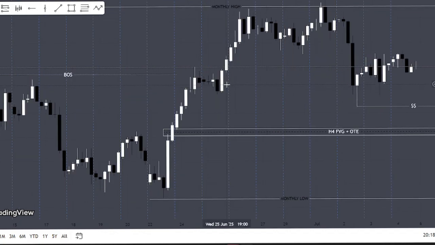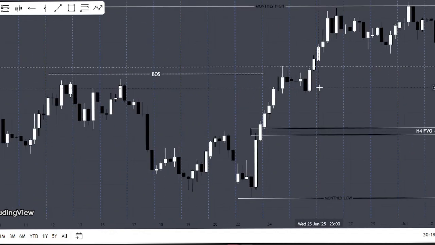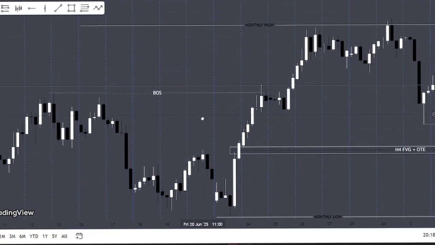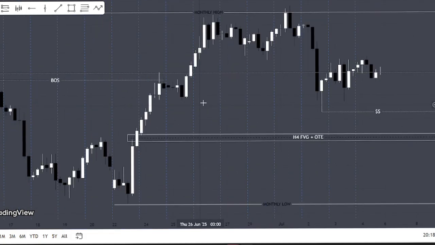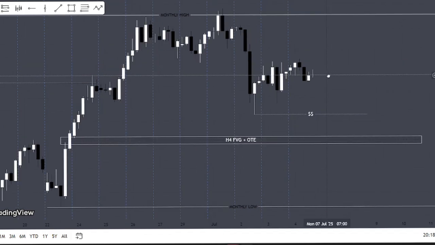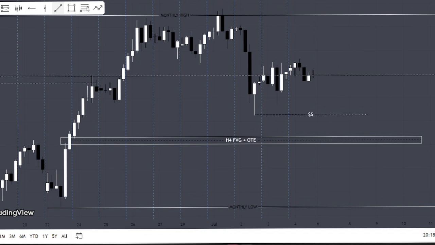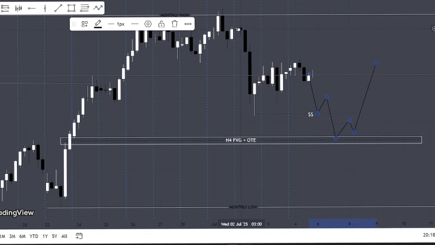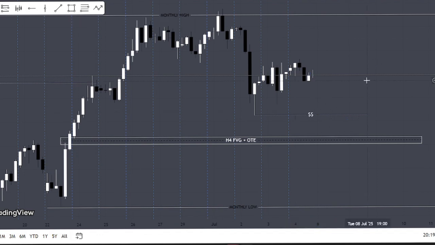And just to validate a little bit more confirmation, you can see this break of structure to the left here, which after a break of structure we need a retracement, which is what's going on here. So we're gonna be looking for something like this, maybe. You see, then we target the monthly high. Your take profits always have to be your previous swing lows and swing highs.